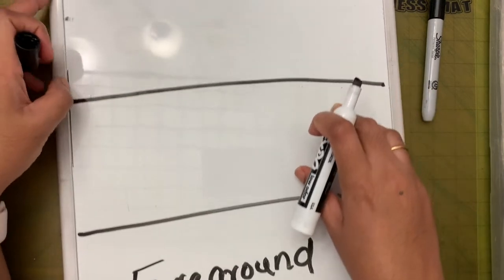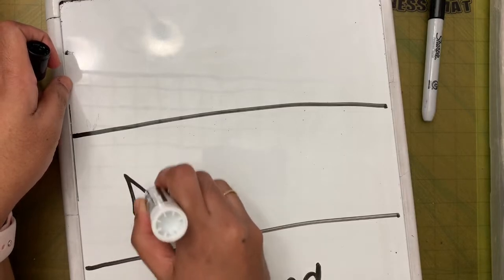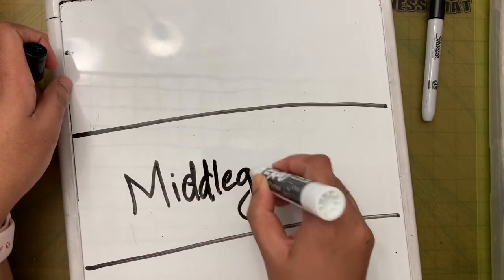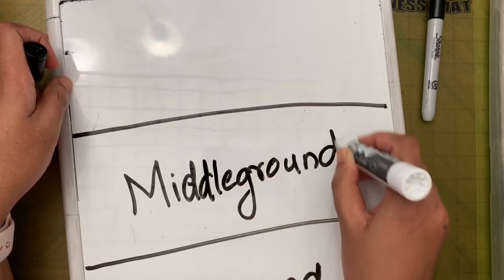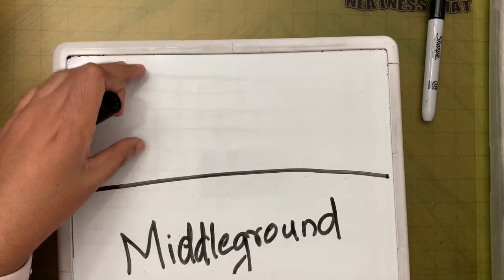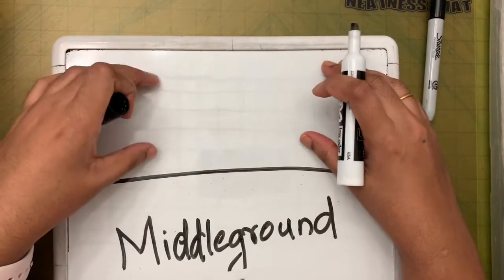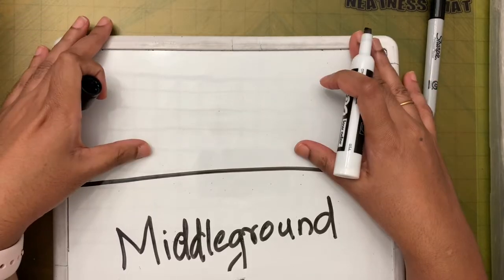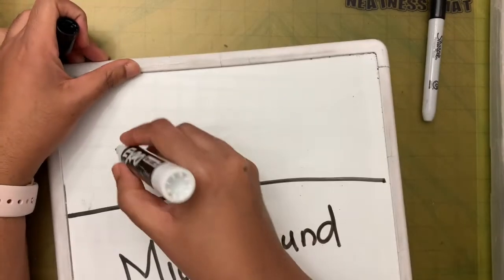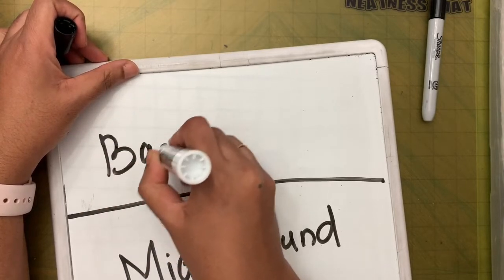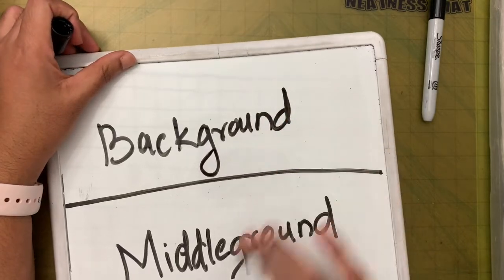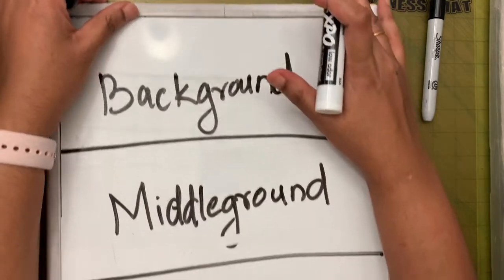The middle part of the landscape, what do we call it? Middle ground, yes, my friend. The middle part of your landscape is called the middle ground. What do you think the back portion of your landscape is called? Did you guess it, or did you already know it? I know you all know it is called the background. The background is way in the back.